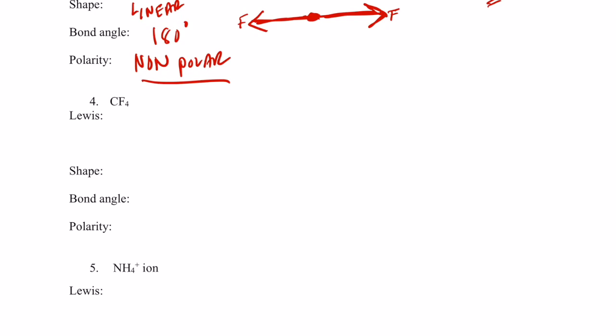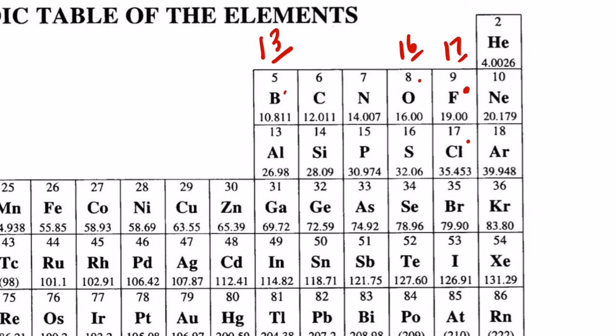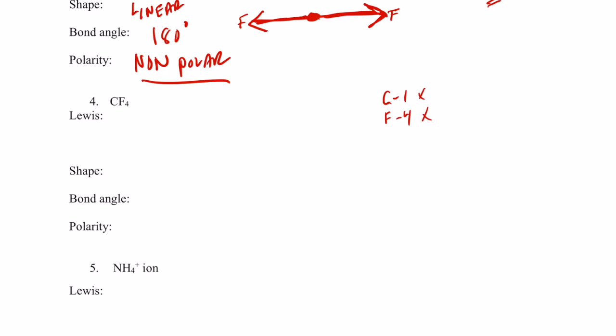All right, CF4. So we have 1 carbon and 4 fluorines. Now let's find out how many valence electrons carbon has. Here's carbon, kiddos, in group 14. So 4 valence. And we've already used fluorine a couple times. It has 7 valence. So 4 valence for my carbon, 7 valence for each fluorine. So we have 4 and 28, 32 valence. 32 sounds like a pretty number.